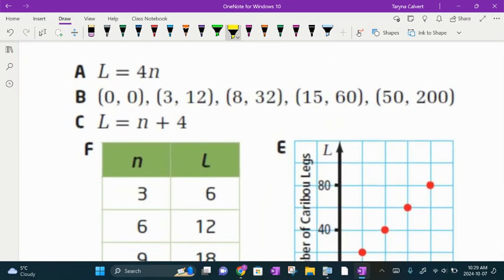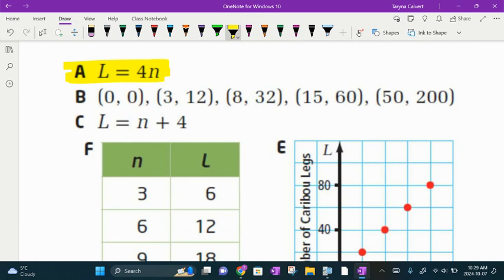So would that first equation represent the equation for caribou and number of legs they have? Right? So if you're not sure, if you put 1 in there, how many legs do we have? We put a 1 in for n. 1 caribou has 4 legs. 2 caribou have 8 legs. So do you see how that formula is working? So legs should equal 4 times how many caribou you have. So this is good.